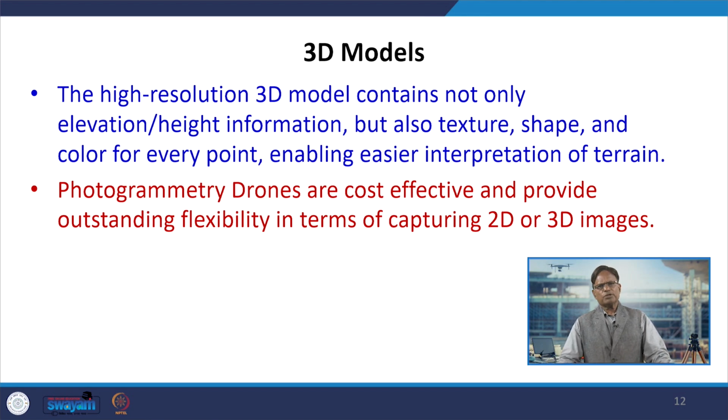So, a high resolution 3D model will contain not only elevation or height information, but we can get information about the texture, about the shape, about the color of the point. So, we can do very good interpretation of the terrain from these photographs. Photogrammetric drones are cost effective and provide very good flexibility in terms of capturing either 2D images or 3D images.